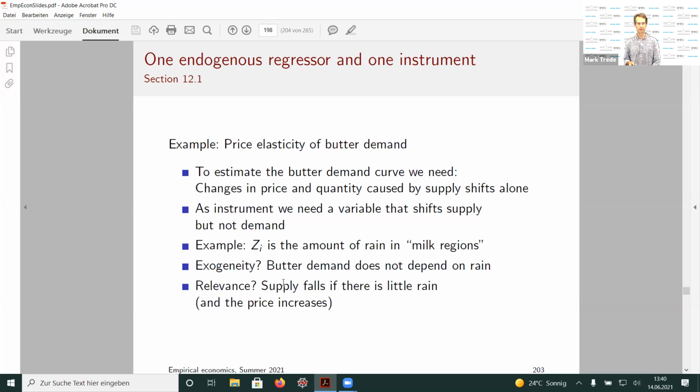So the amount of rain is actually related to the amount of butter that is produced. Okay? So the amount of rain in those regions would be a valid instrument because it's unrelated to the demand side. People don't consume more butter just because it's raining more. This is an assumption, of course, but I think it's a reasonable assumption. And the supply curve is affected by the amount of rain. Because if there's only little rain, the cows give less milk, and then the price increases.